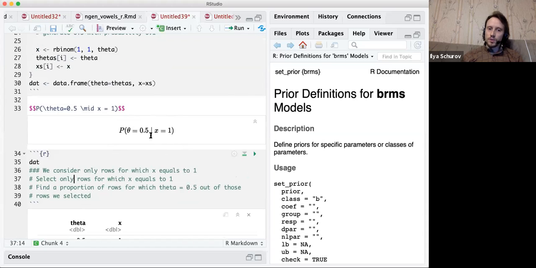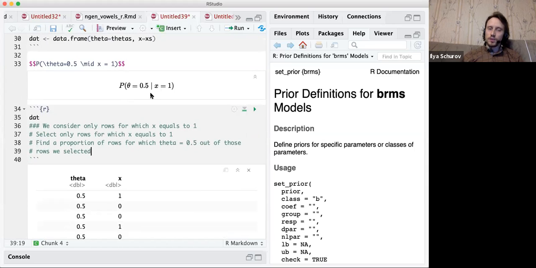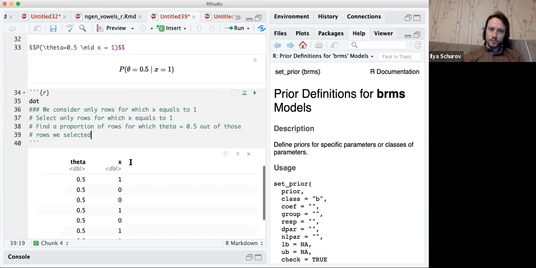To find this conditional probability, we have to select only the rows of this data set such that this condition is satisfied, and find how often we get this condition satisfied out of the rows that satisfy this condition. This will give me the probability that I'm interested in. So please try to do it and send me your code and your results in private messages. Probably your partial code, if you do one step.